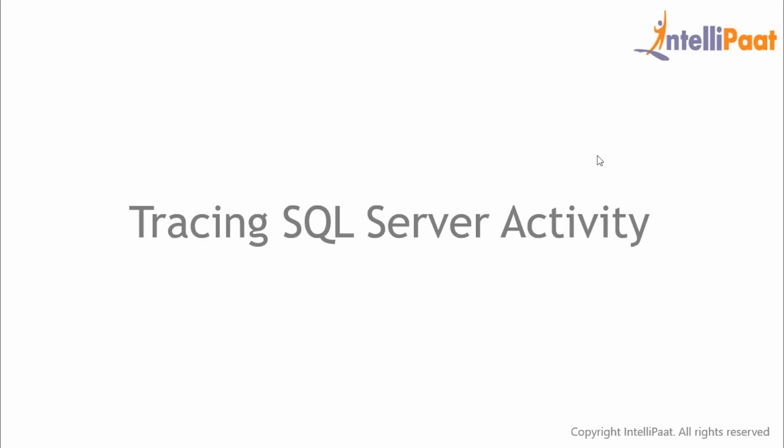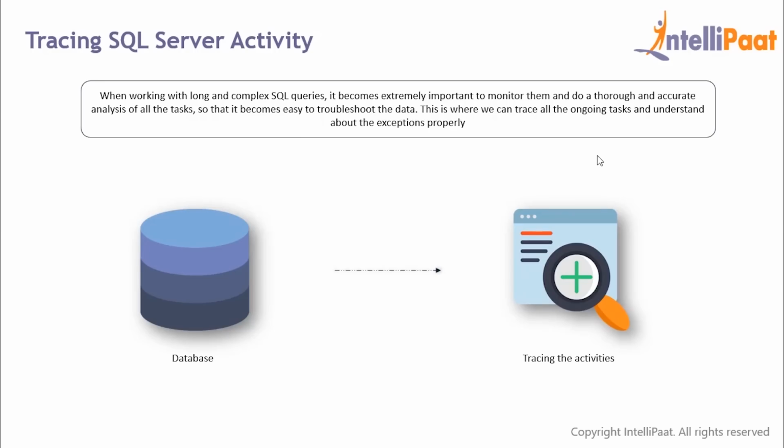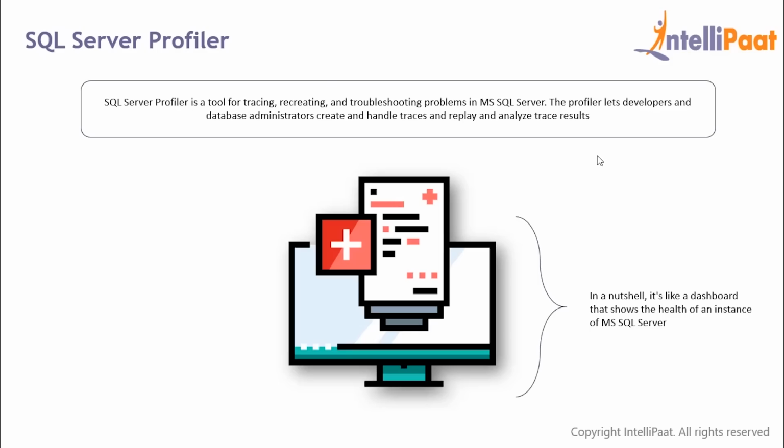Now let's see how we can trace SQL Server activity using SQL Server Profiler. Whenever we are working with really long and complex SQL queries, we have to make sure that all of those tasks are performed accurately. This is where tracing all these tasks becomes important. So SQL Server provides a tool called SQL Server Profiler for exactly this purpose. Profiler is a tool for tracing, recreating, and troubleshooting problems in MS SQL Server. And it lets developers and database administrators create and handle traces and replay and analyze these trace results.